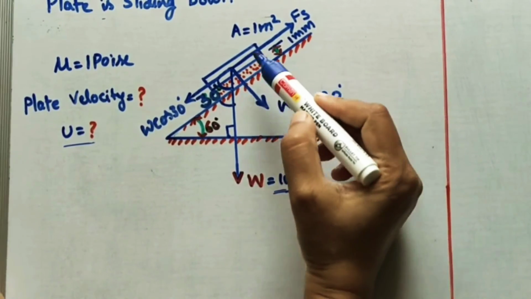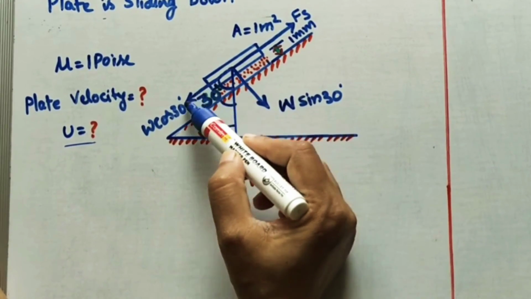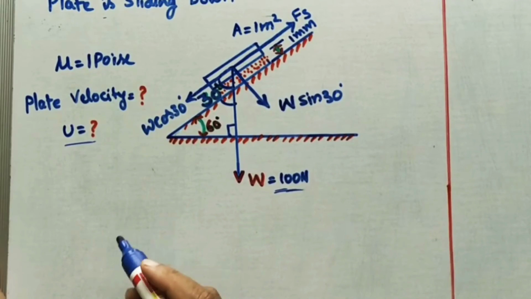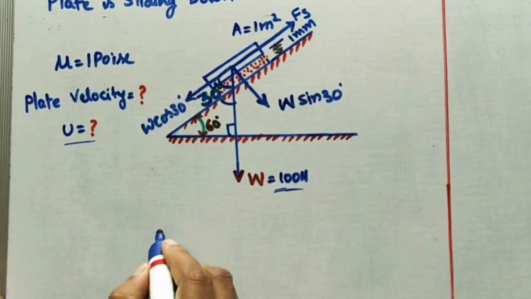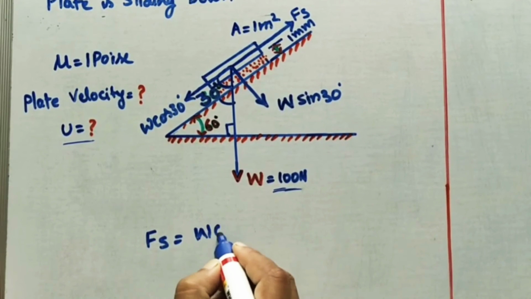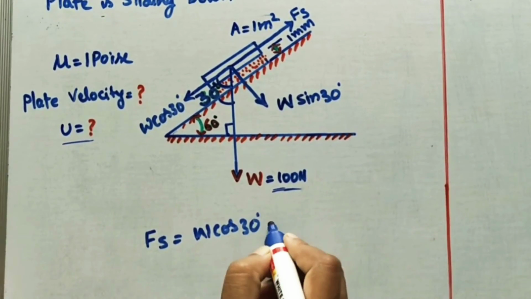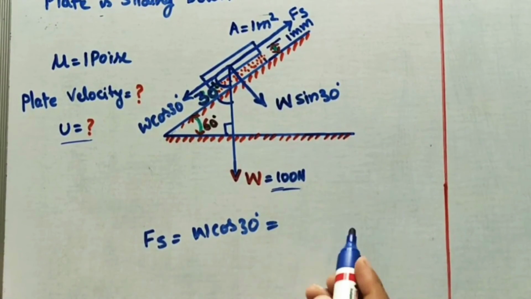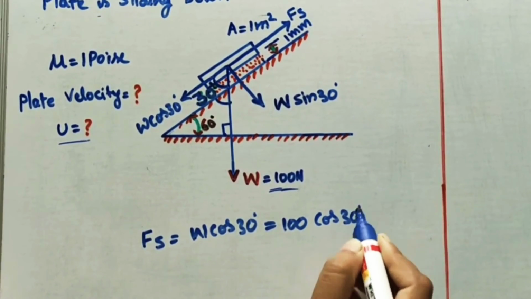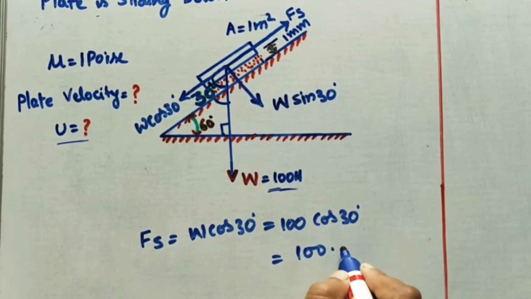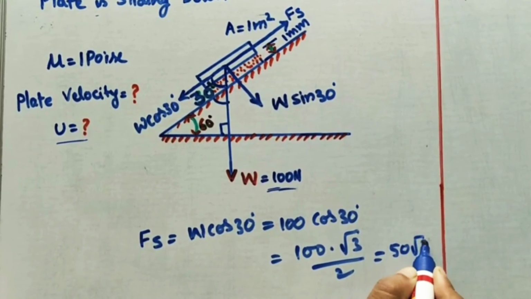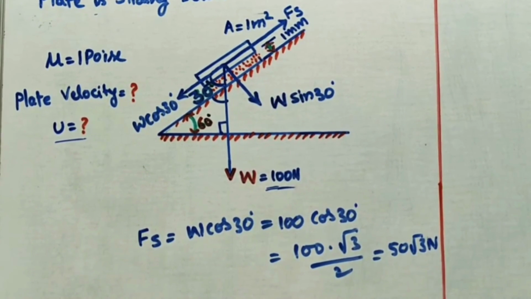Now take Fs, whatever this value is equal to this value, because both are acting parallel to the surface. Okay, now I am taking this upward, Fs is equal to W cos 30. Okay, what is the W value? It is given 100 newtons. 100 cos 30, how much is it? 100 cos 30 means root 3 by 2. I think so. It is 50 root 3 newtons, because it is a force.